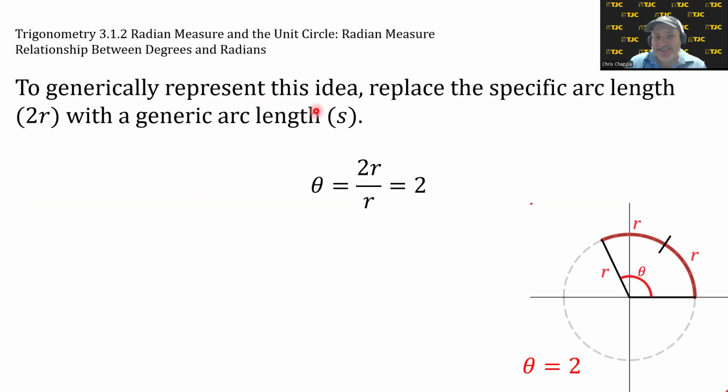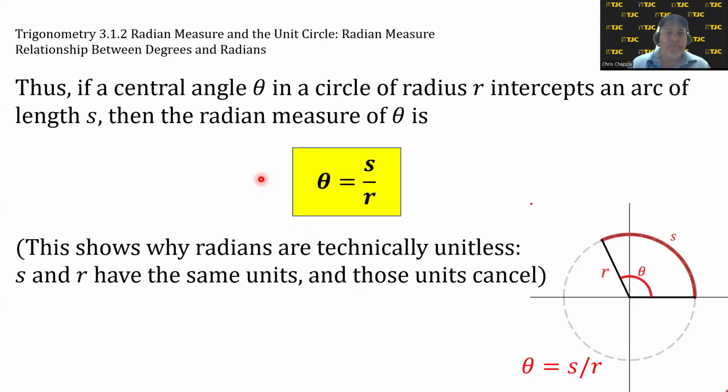To generically represent this idea, we replace the specific arc length, in this picture 2r, with the generic arc length of s. So our equation goes from this to this, where we simply replace the 2r with the generic s. And this is our formula for calculating radian measure based on arc length and radius. If a central angle theta in a circle of radius r intercepts an arc of length s, then the radian measure of theta is theta equals s over r. And this shows why radians are technically unitless, because s and r have the same units, and those units cancel.